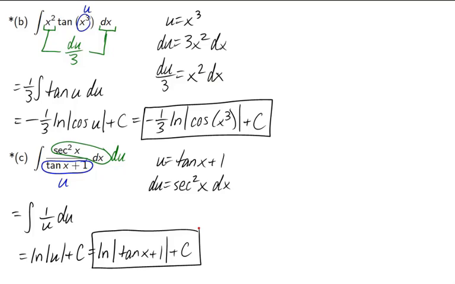Hopefully you guys are getting the hang of these. Now we've got some integral rules. We have the tangent, secant, cosecant, cotangent rules, as well as now 1 over x or 1 over u can become natural log of x.